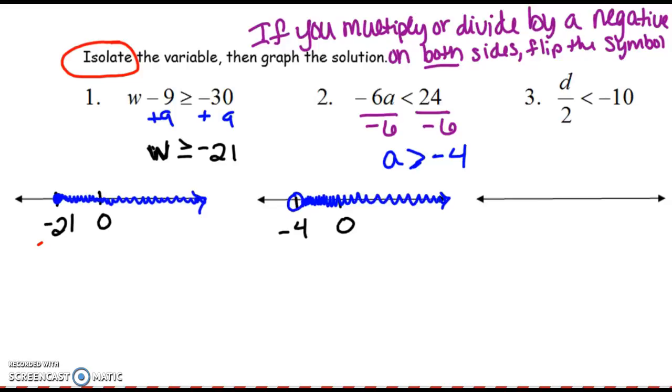Last one. So I see D divided by 2, which means I need to multiply by 2. I am not multiplying both sides by a negative. I'm multiplying both sides by positive 2. So this does not apply. So D is going to stay over here. Less than is going to stay less than. Negative 10 times 2 is negative 20. So here's 0, negative 20. Negative 20 is not included, so it's an open circle. But everything that's less than negative 20.